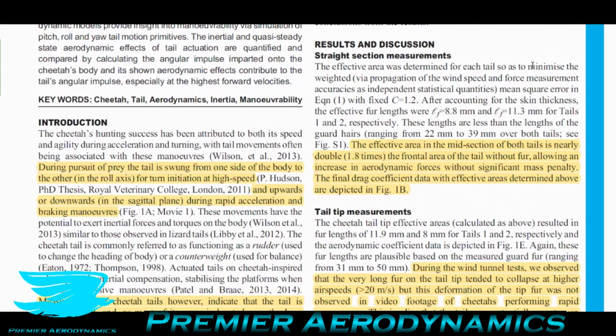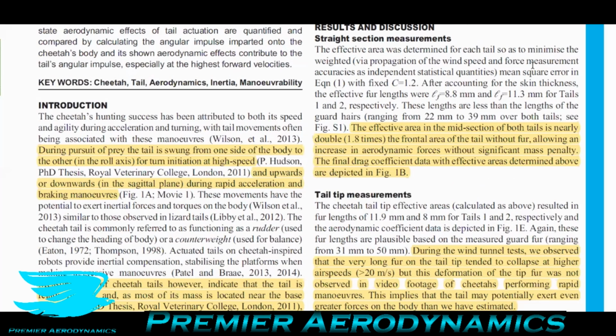Moving on to the paper, they say that during pursuit of prey, the tail is swung from one side of the body to the other for turn initiation at high speeds. And it can go upwards and downwards during rapid acceleration and braking maneuvers. Now, they say later in the paper that apparently the average hunting speed of a cheetah is about 20 meters per second, so about 70 kilometers per hour, about 45 miles per hour. So that's high enough for aerodynamics to start playing a factor, especially if you have a tail with a fairly large frontal area.